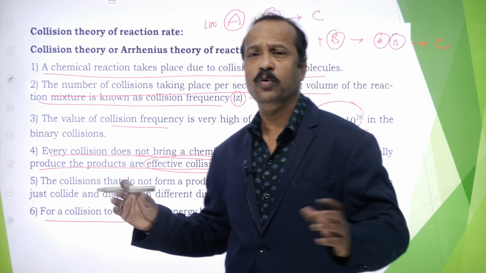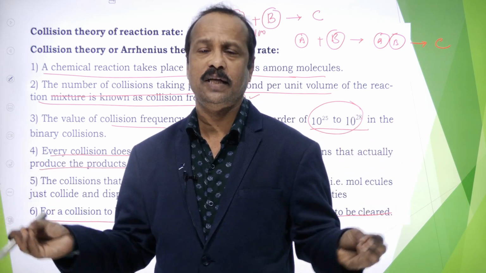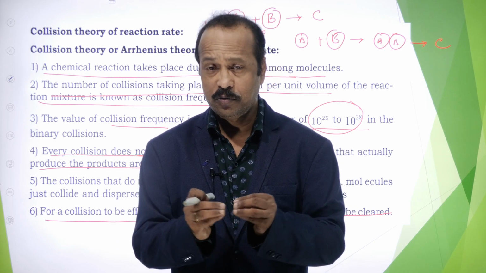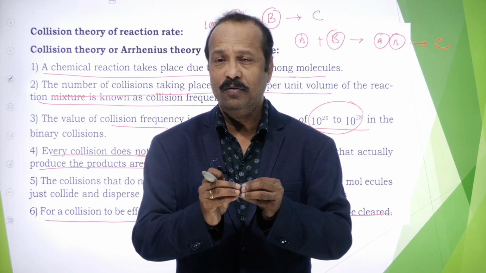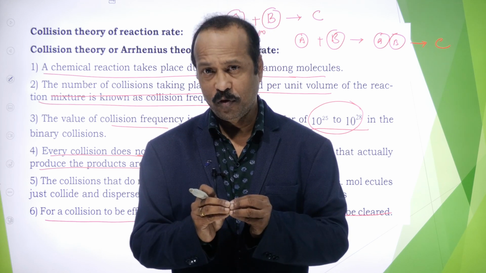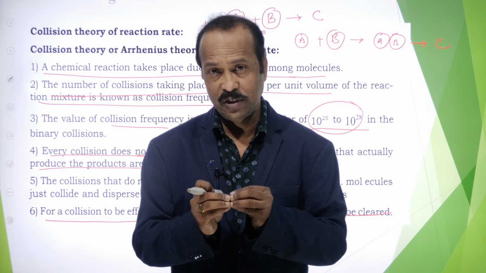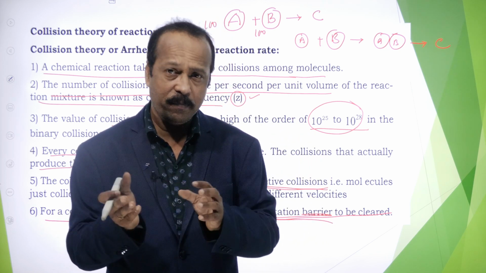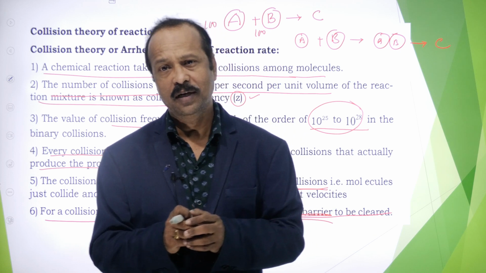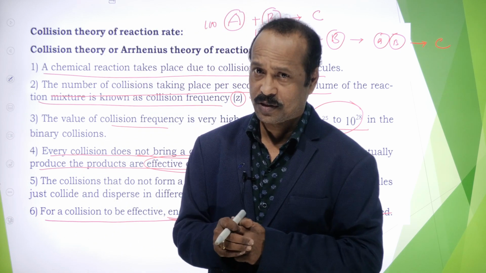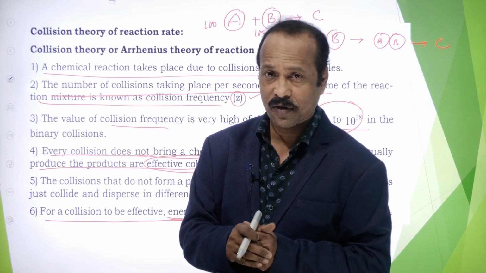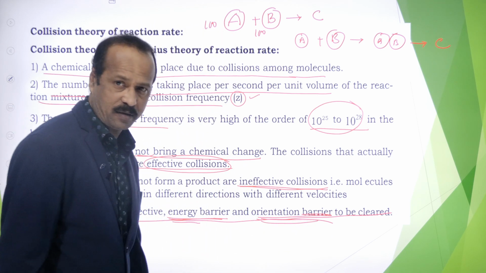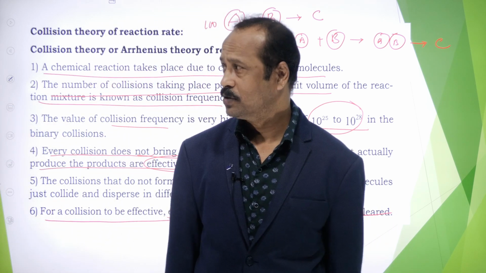Very simple. So, in your own words, how can you say it? Chemical reactions take place due to the collisions of molecules. When molecules collide, not all of them can form the products. Only a few collisions form the product. Those are called effective collisions. The remaining may collide, but they do not form the product. Such collisions are called ineffective collisions. So why do only those few form effective collisions? Because they have cleared the energy barrier and the orientation barrier. That's all. Collision theory is very simple, no?